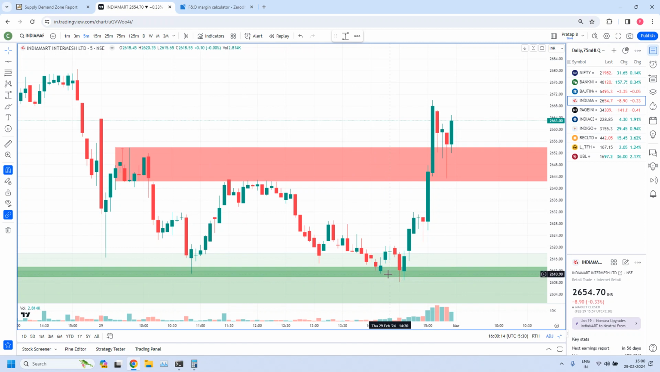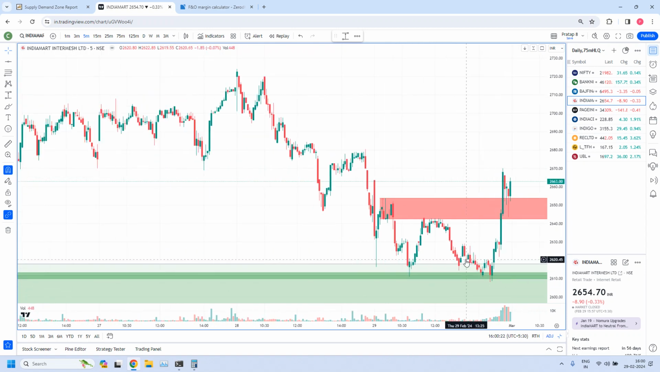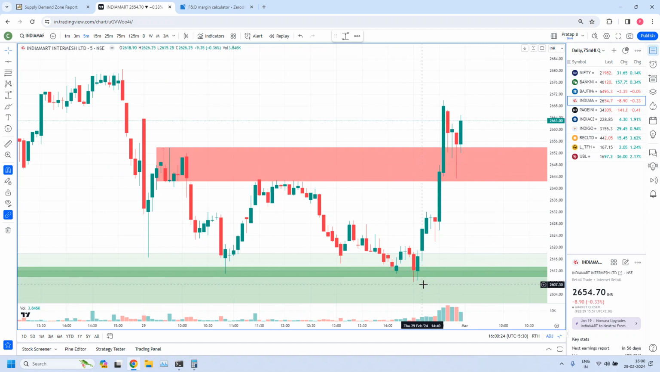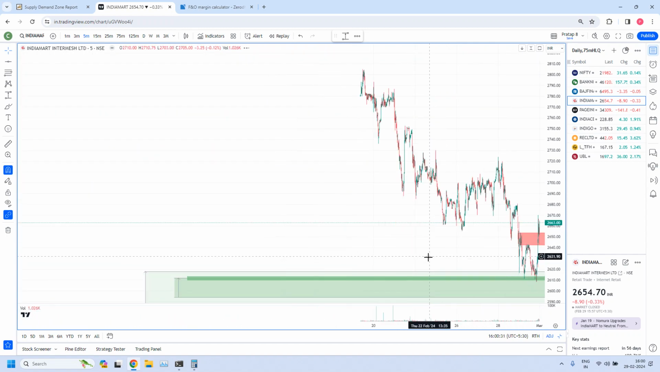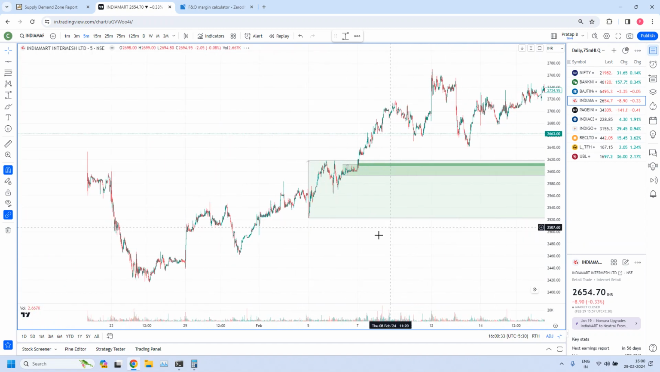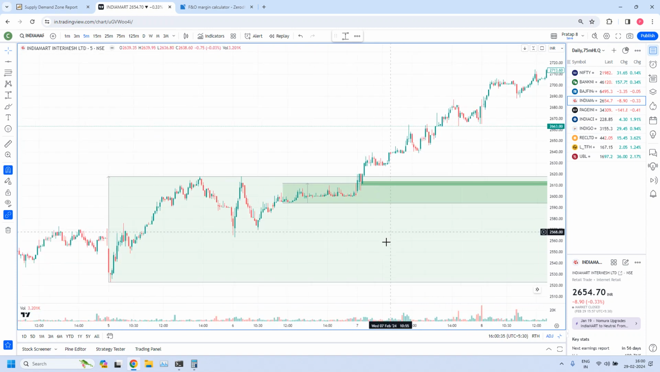So next time it came again, couldn't push much, and then came down and just pierced. But after it pierced, why is there a big push from here? Because we expected this zone should be violated. Why is this zone not violated? What could be the reason?